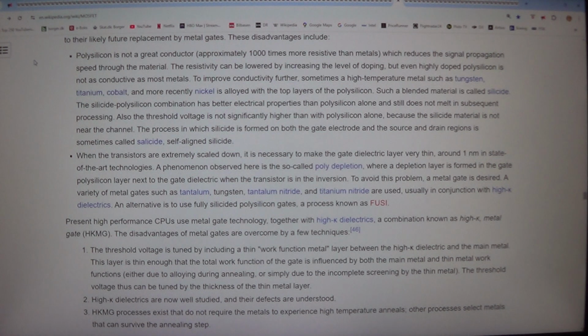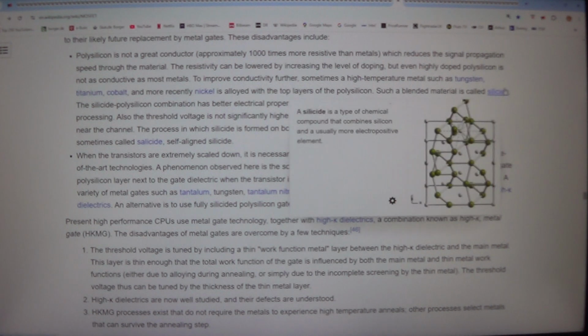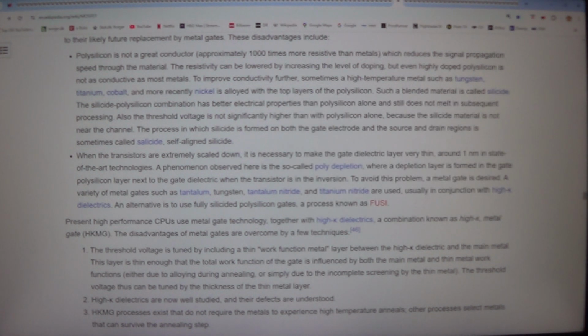The resistivity can be lowered by increasing the level of doping, but even highly doped polysilicon is not as conductive as most metals. To improve conductivity further, sometimes a high-temperature metal such as tungsten, titanium, cobalt, and more recently nickel is alloyed with the top layers of the polysilicon. Such a blended material is called silicide. The silicide-polysilicon combination has better electrical properties than polysilicon alone and still does not melt in subsequent processing.